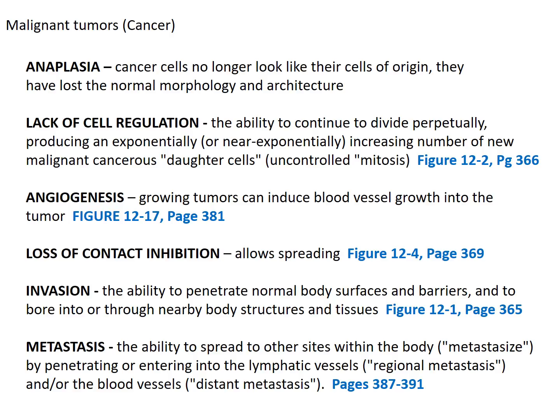This is important because now a newer means of treating some of these cancers is not so much to attack the cancer cell, but to attack the blood vessels going into the tumor.